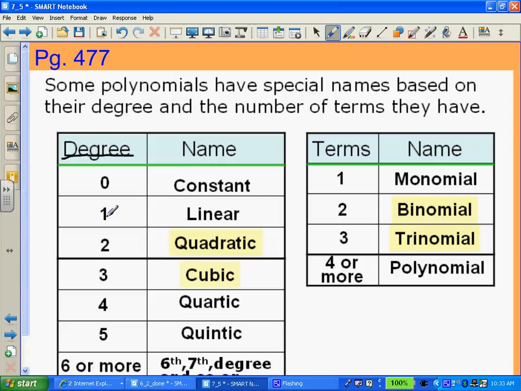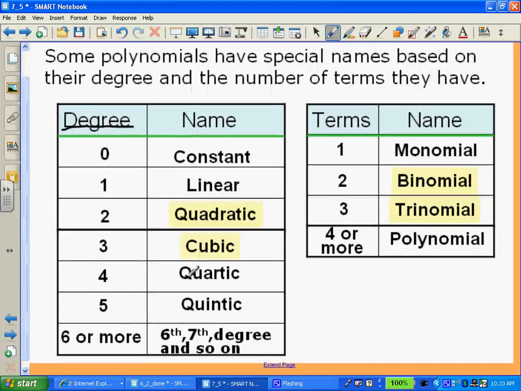If it has a degree of 0, we call it a constant. If it has a degree of 1, we call it linear. If it has a degree of 2, we call it quadratic. A degree of 3, we call it cubic. A degree of 4, we call it quartic. A degree of 5, we call it quintic. And then 6 or more, we would just say like a 6th degree polynomial, 7th degree polynomial, etc.